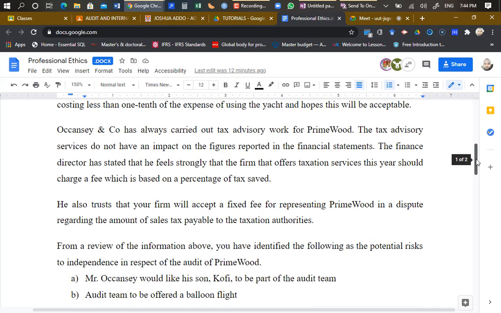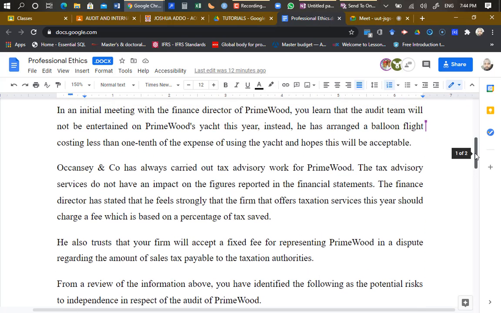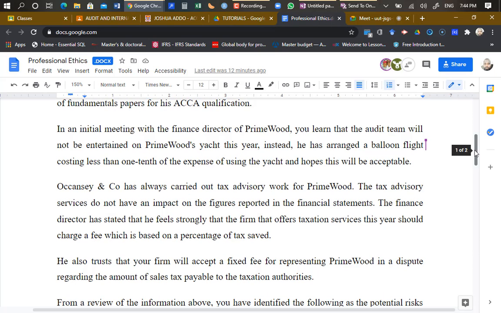The second paragraph says, in an initial meeting with the finance director of Primewood, you learned that the audit team will not be entertained on Primewood's yacht this year. Instead, he has arranged a balloon flight costing less than 1/10 of the expense of using the yacht and hopes that this will be acceptable. So I believe that since the cost of the balloon flight is much less than that of using the yacht, it's not a threat. It's not a threat, sir.